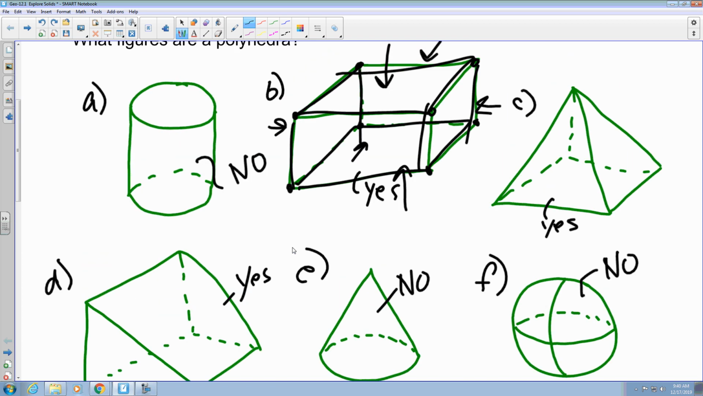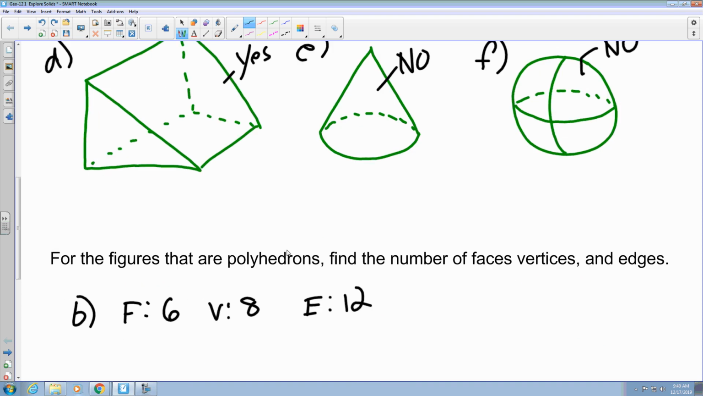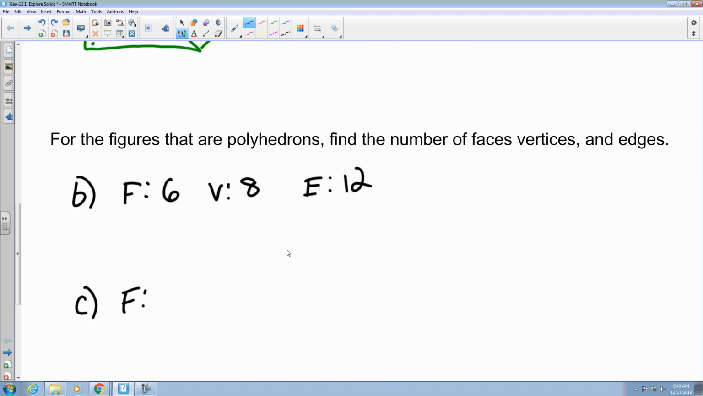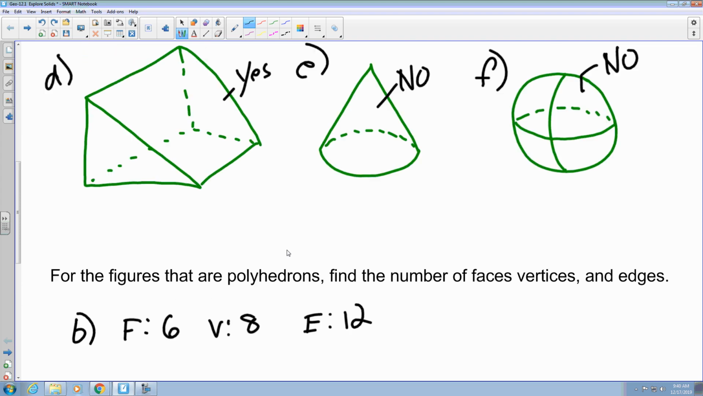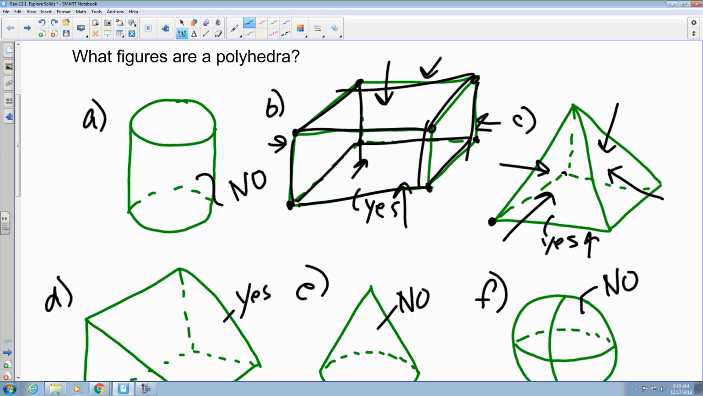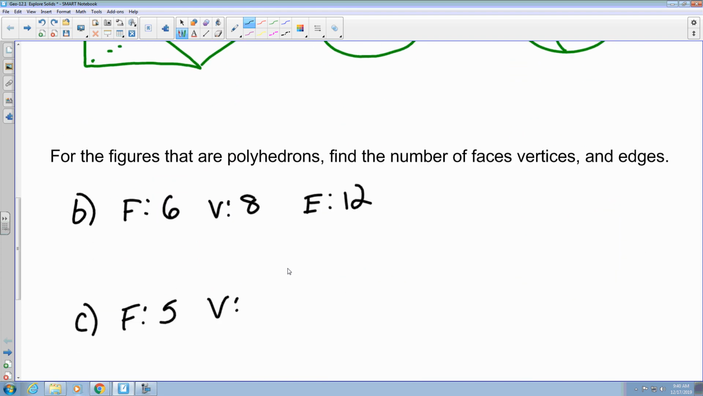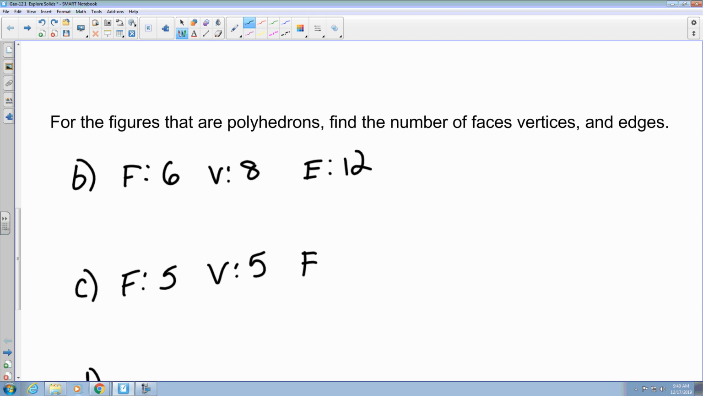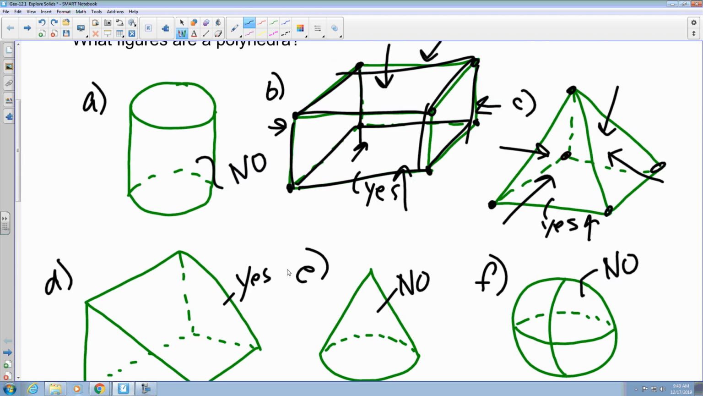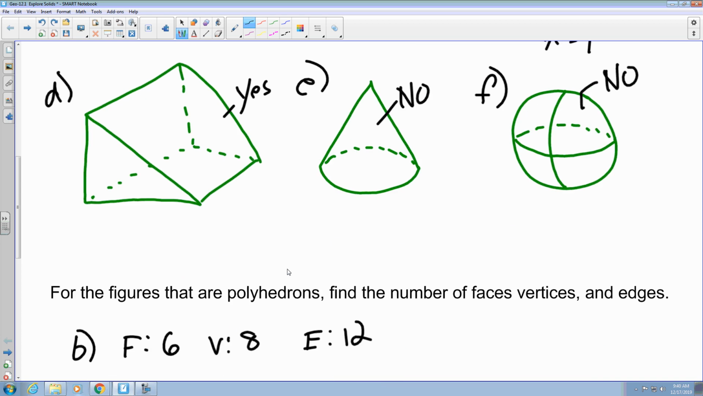Looking at C. So going for the faces, I got one face as the base. I got one, I got two, three, four, and then five. So I got five faces for C. How many vertices? I got one, two, three, four, five. And finally, edges. Count them out. I got one, two, three, four, five, six, seven, eight. So I got eight.